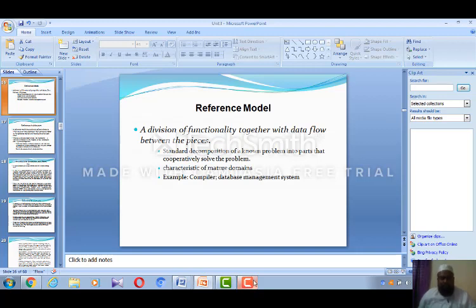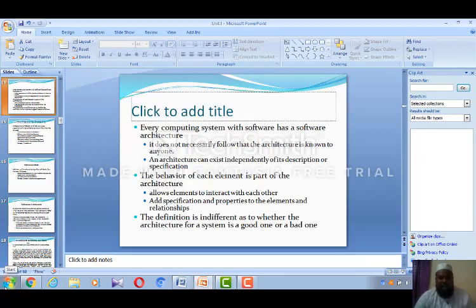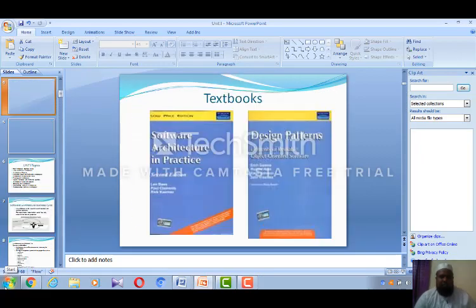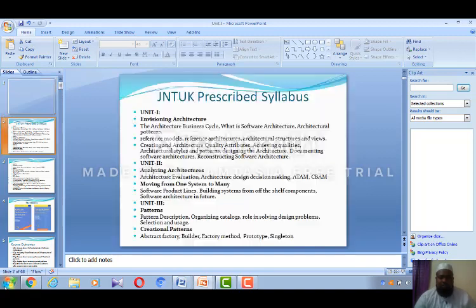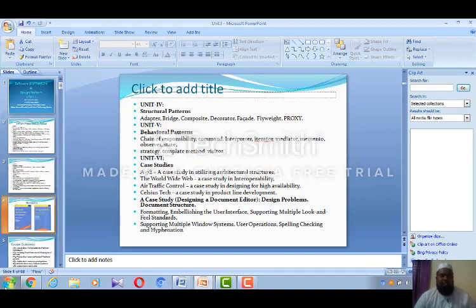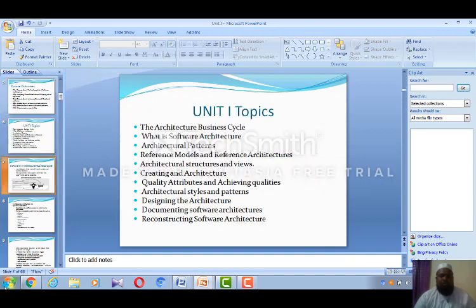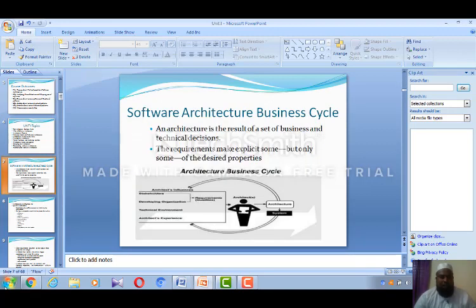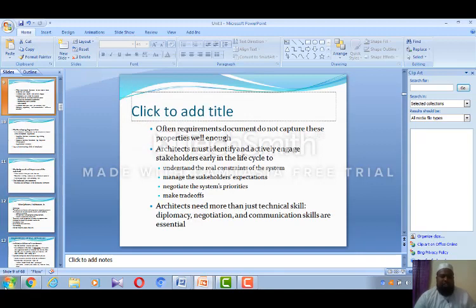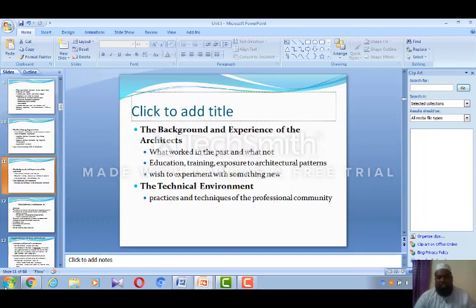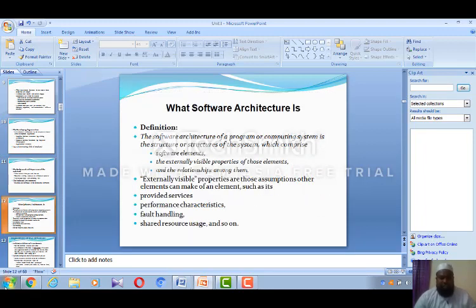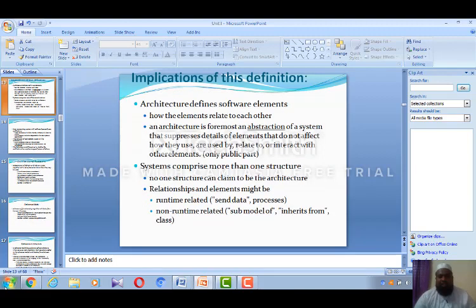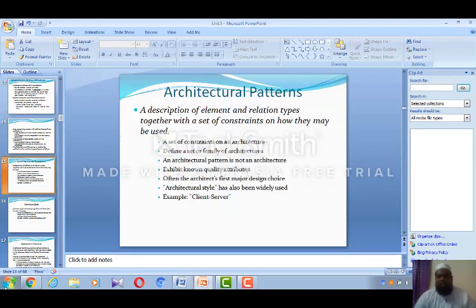In the last class, we just had an overview of what happened in the previous class. We discussed the need for the subject, the prescribed syllabus, textbooks, and outcomes with respect to Unit 1 topics, and the software architecture business cycle. Then we came across the various stakeholders, developing organization, background and experience of the architects, technical environment, the definition of a software architecture, the implications of our definition, and various software architectural patterns.